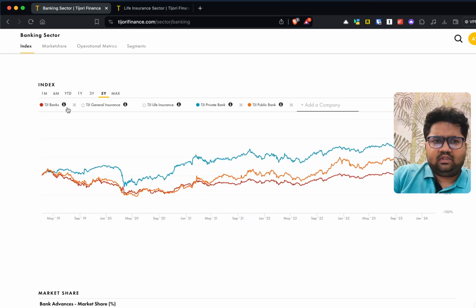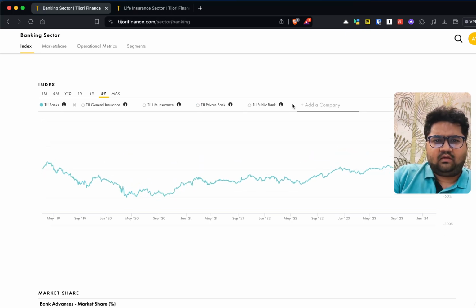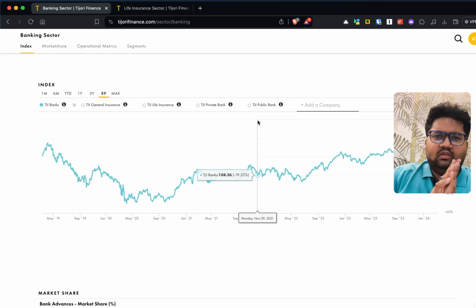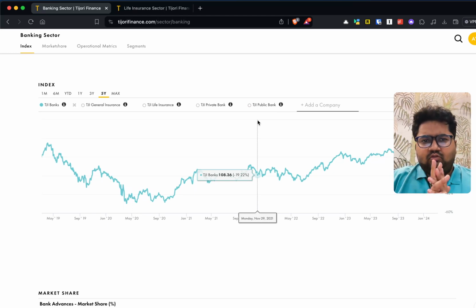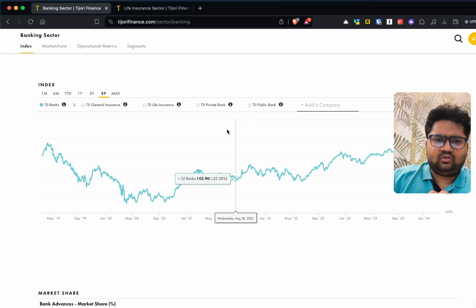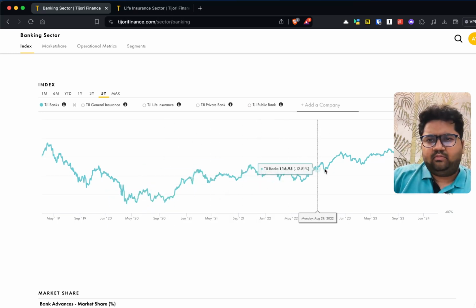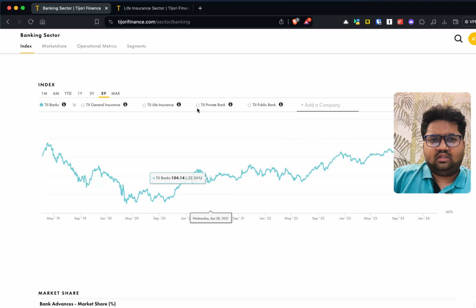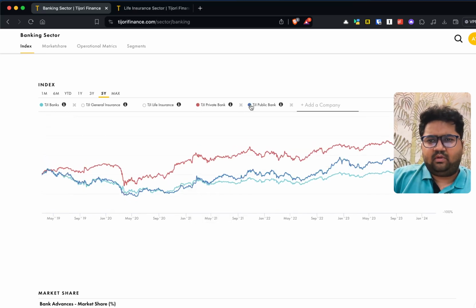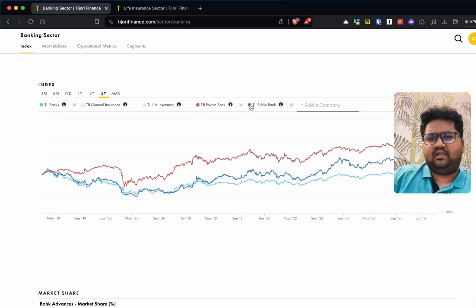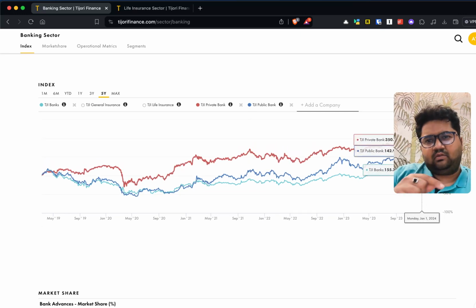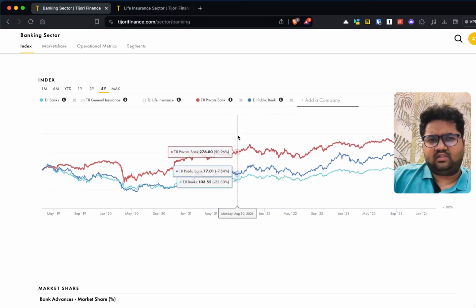Now, I'll want to study, let's say, banks first and not have the separation between private and public. So this index was showing a certain dip, but now it seems to be on the rise. And when you add private and public, you can see that public banks are on a better rise than private banks, but I think private banks are also catching up.